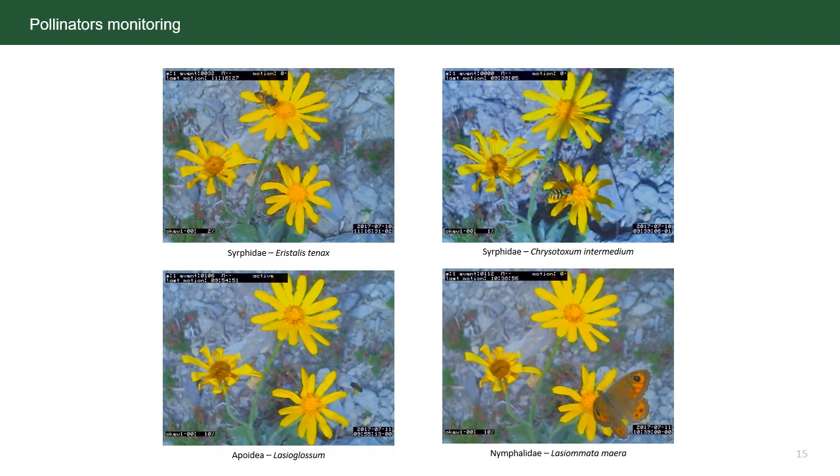So these are some of the most common pollinators visiting Senecio doronicum. At the top you can see two hoverfly species, Eristalis tenax and Chrysotoxum intermedium, but this plant is also more rarely visited by bees and butterflies.